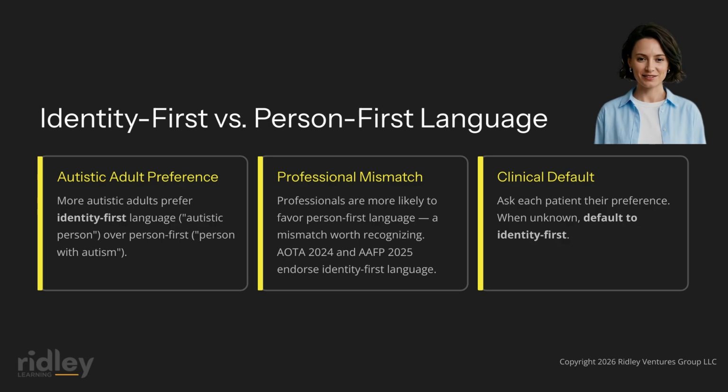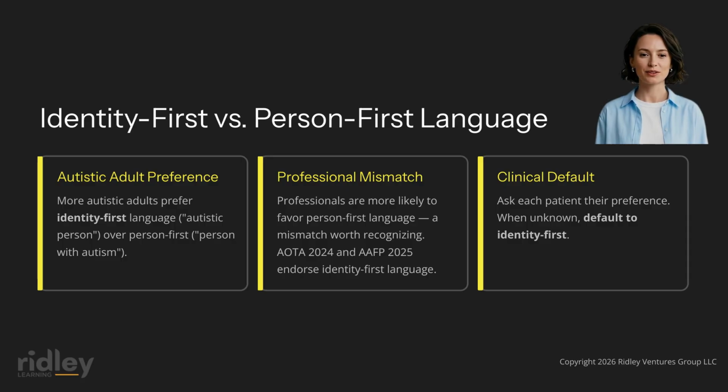Autistic adults in that study, numbering 299, overwhelmingly preferred identity-first language, while professionals, numbering 207, were more likely to support person-first language. This gap matters because it reflects a mismatch between community and professional norms, rather than a settled question.